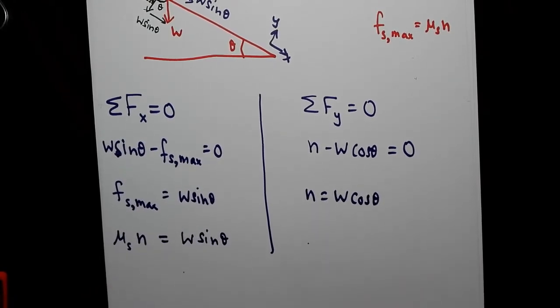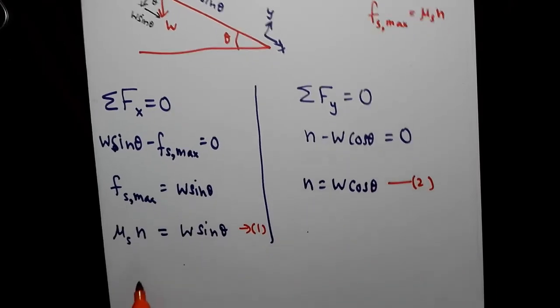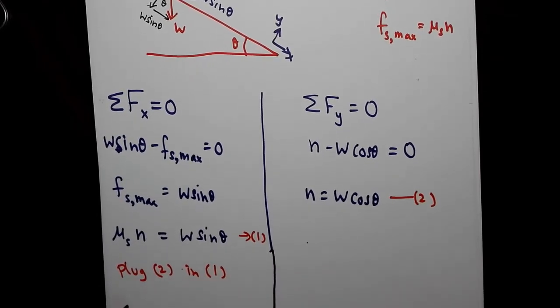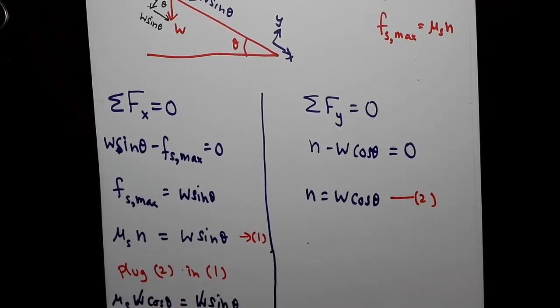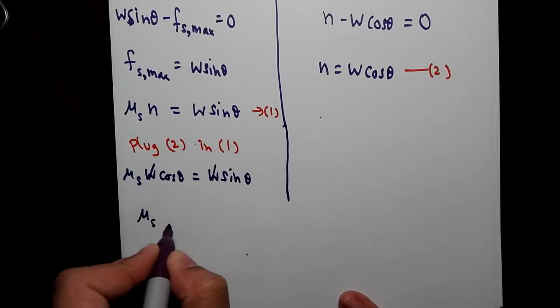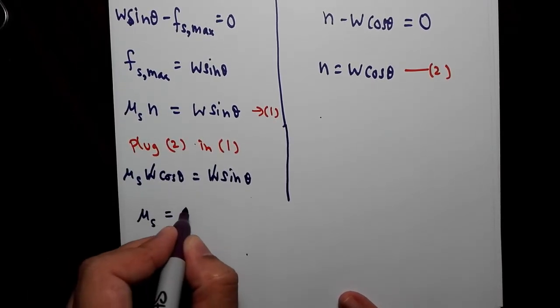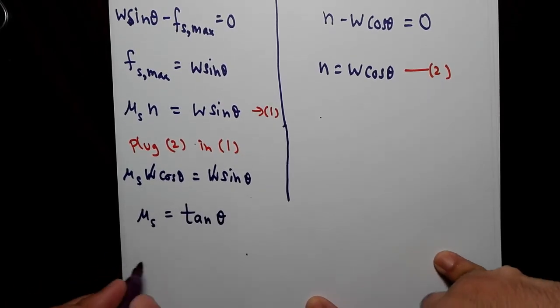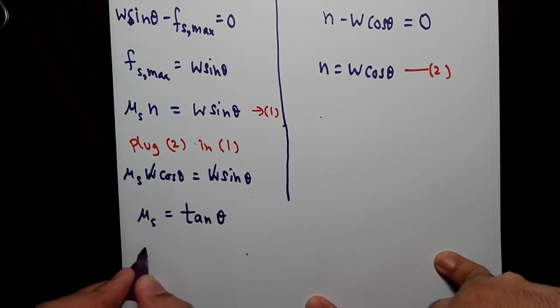Now you can call this equation 1, this equation 2. You're plugging 2 in 1. So you get mu s W cosine theta equals W sine theta. So this is our result, that the coefficient of static friction mu s is equal to tangent theta.